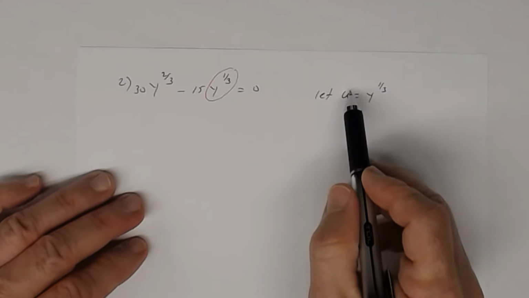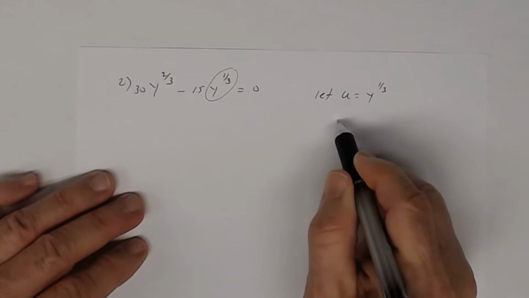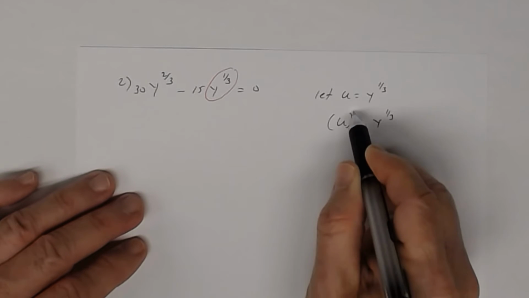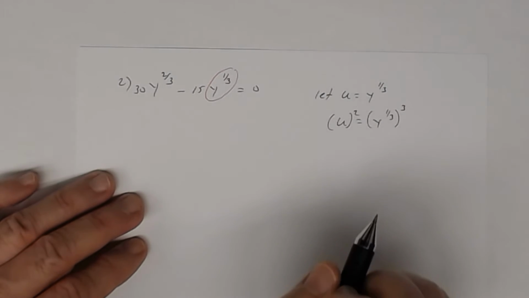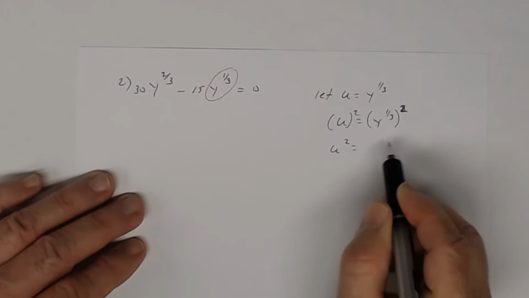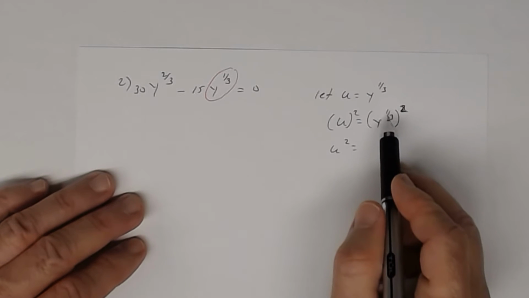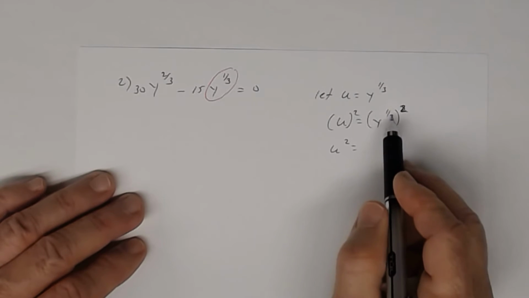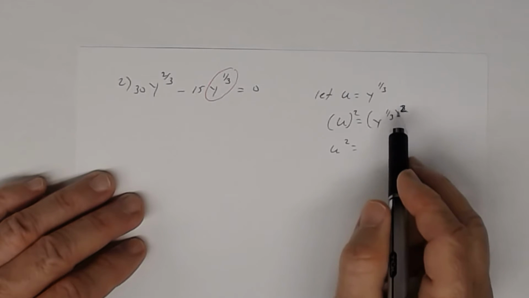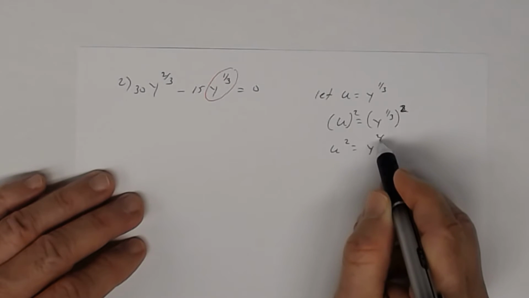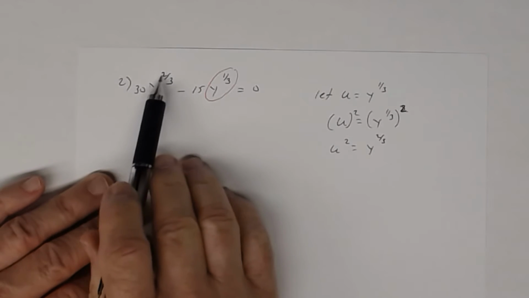So what I'm going to do now is I'm going to square both sides. So once you let u equal this, I'm going to go ahead and rewrite this over. Now you're going to square both sides just like this. And notice what happens. U squared equals, and then remember the power rule for exponents, when you have a power raised to a power, you multiply those exponents. So this becomes y to the 1/3 times 2 is 2/3. And notice this right here is this, right?